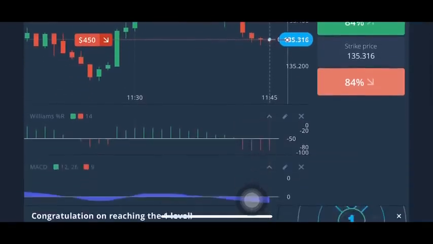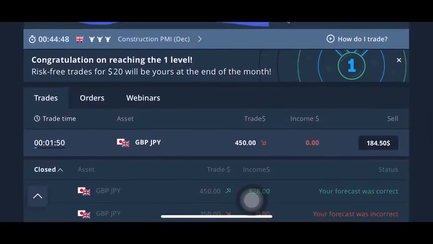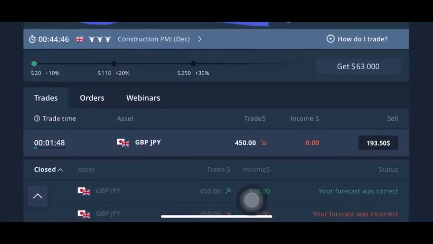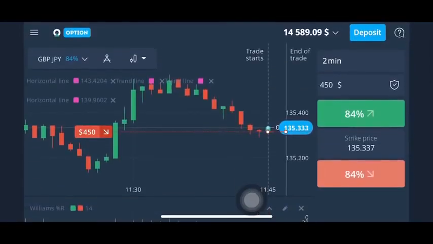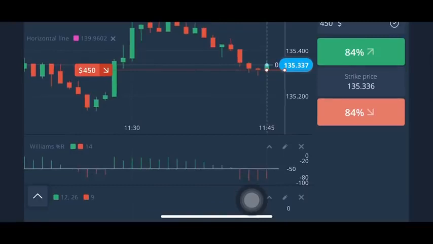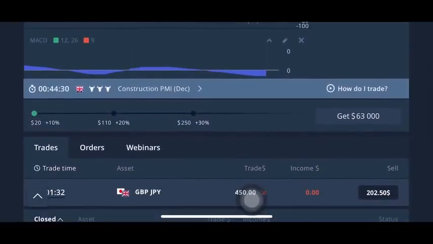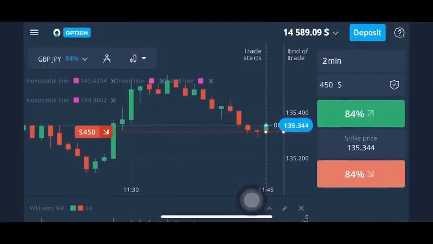The trade I have opened here is GBP JPY, $450 invested, 84% profit. Let's see what happens. As I can see, there is a change. There is a change suddenly, but we don't have to worry.